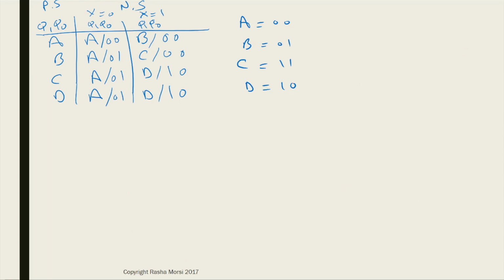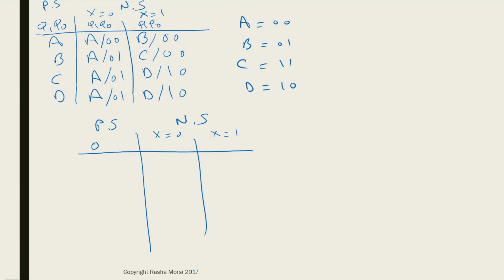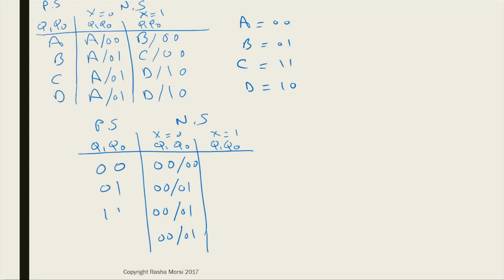Here I've just rewritten the state table with the state assignment, because now we need to figure out what our input values are. But before that, we need to first create the state table using the state assignments we just decided on. It's really just a direct substitution. I'm going to rewrite this table here, and all I do is a direct substitution. If there's an A, I put 0, 0. If there's a B, I put 0, 1. If there's a C, I put 1, 1. And if there's a D, I put 1, 0. We're just going to complete this table very quickly.